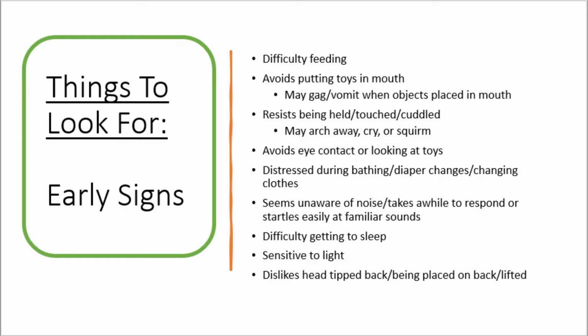They may also avoid eye contact or looking at toys. They may be distressed during bathing, diaper changes, or changing clothes, more so than usual. They may seem unaware of noise or take a while to respond, or startle easily at familiar sounds that wouldn't typically alarm a child of a similar age. They may also be having difficulty getting to sleep. They may be sensitive to light, and they may dislike having their head tipped back, being placed on their back, or being lifted up from the ground in general.